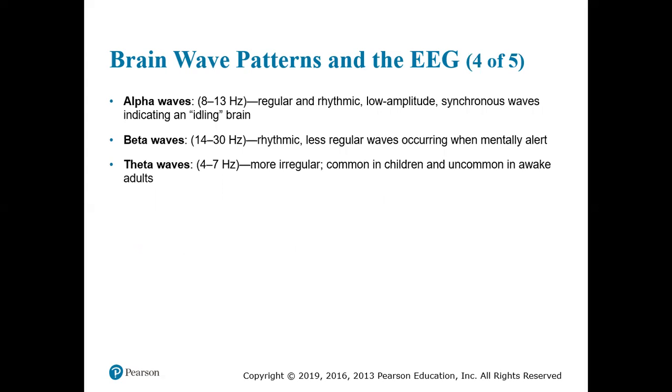So alpha waves are between 8 and 13 hertz. They're regular and rhythmic, low amplitude, and synchronous, indicating an idling brain. One thing about brain waves, it is what your brain produces. Also, we can correlate brain waves with the presence or absence of particular neurotransmitters.